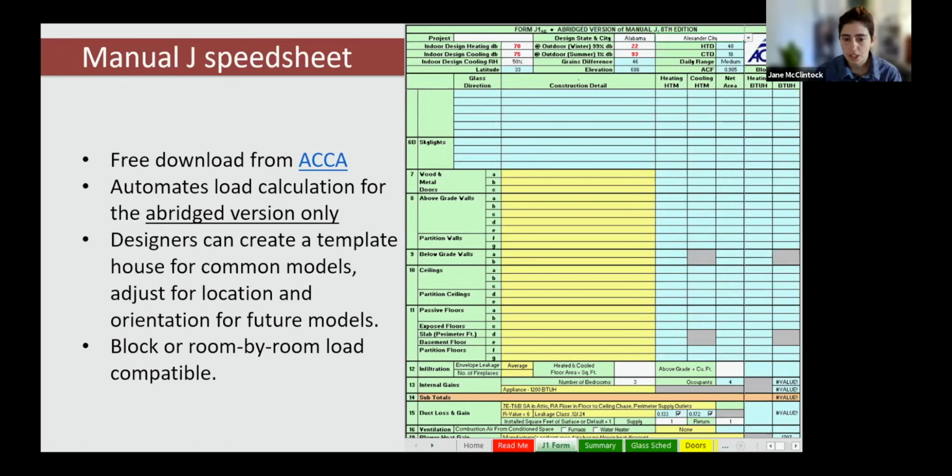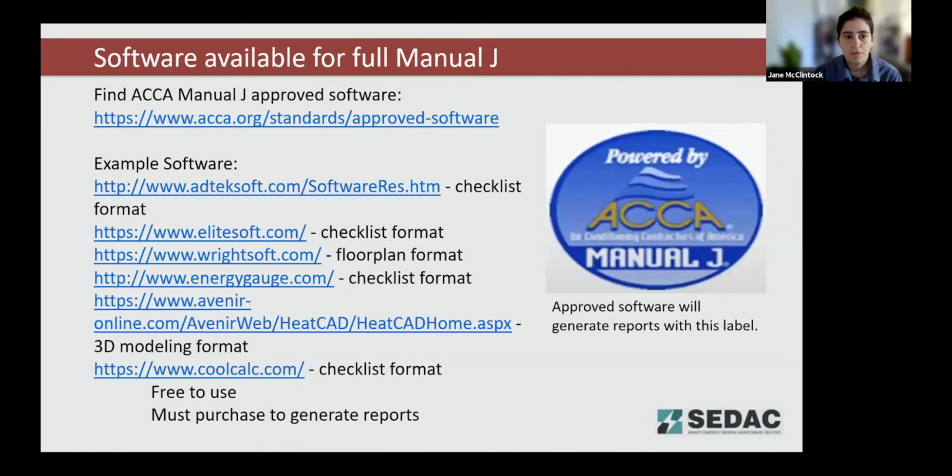But it's also interesting to see what's behind the software. So here's the Manual J speed sheet for that abridged, very limited option. And then here's some of the software availability for the full Manual J. This is not intended to be an exhaustive list, but here are some of the softwares that we find folks commonly use. Also not intended to be an endorsement by any means. You can find the full ACCA Manual J approved software list on ACCA's website. And we'll talk a little bit more about these softwares and how they work towards the end of the webinar.